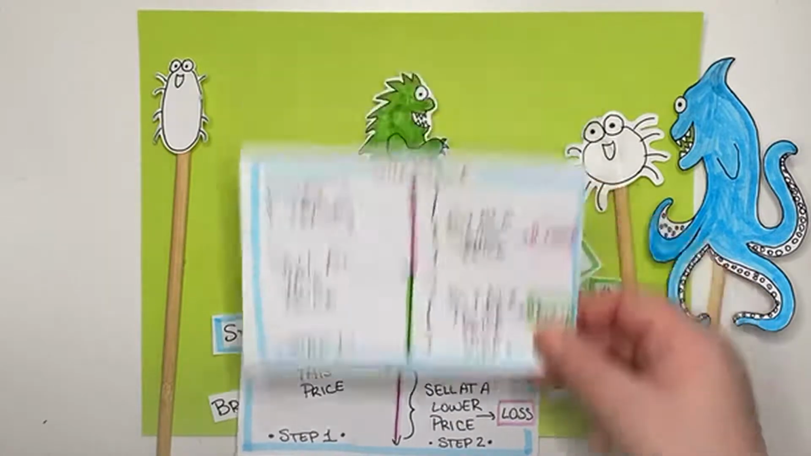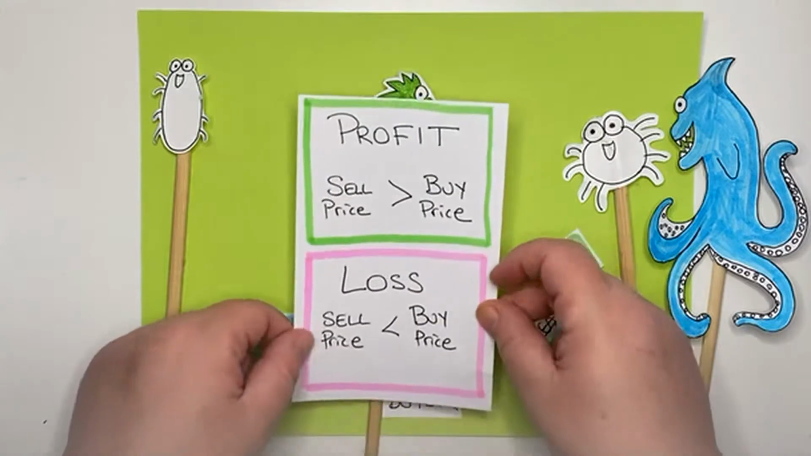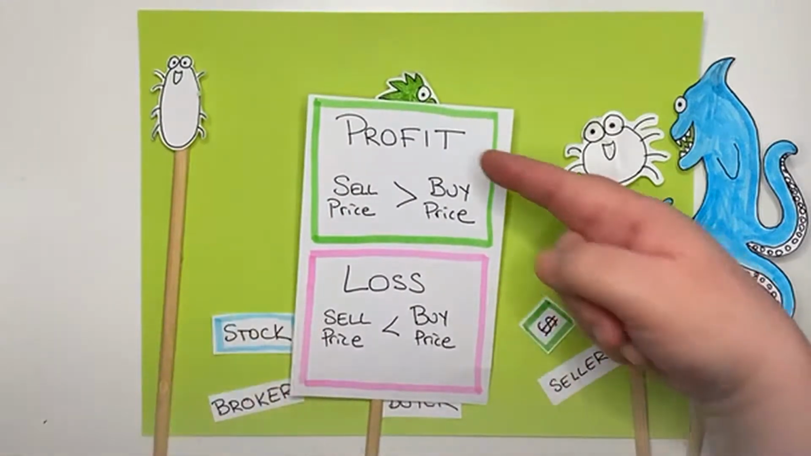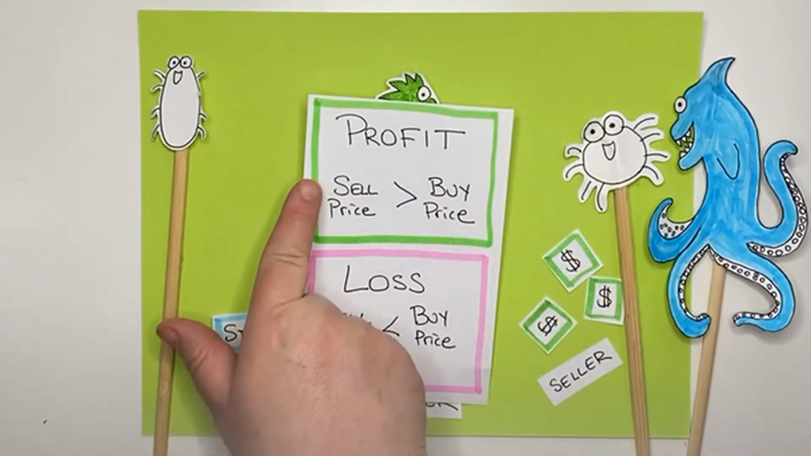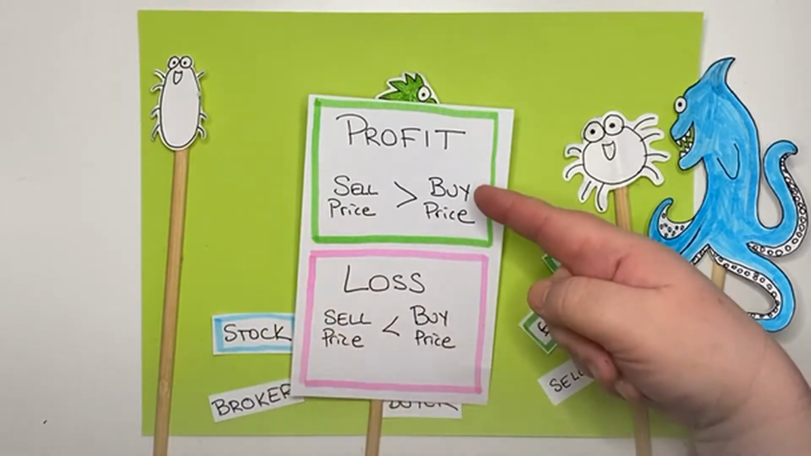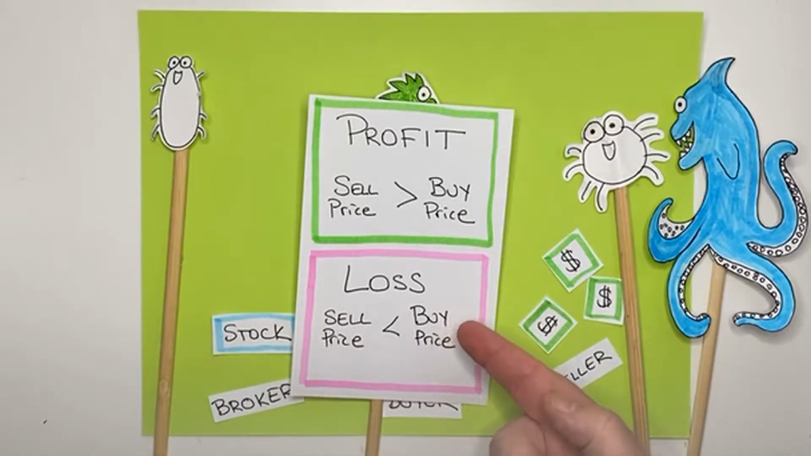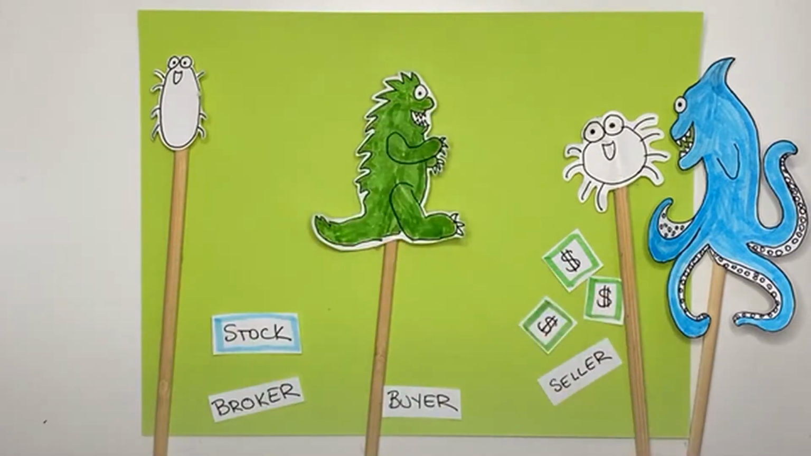Another way to look at it, if it helps, to make a profit, whatever you sell the shares for has to be greater than whatever you bought them for. If when you sell it, that price is less than what you spent to buy it, you'll have a loss.